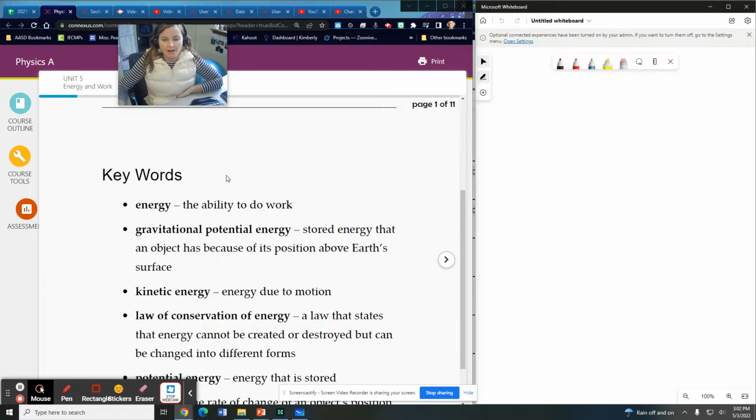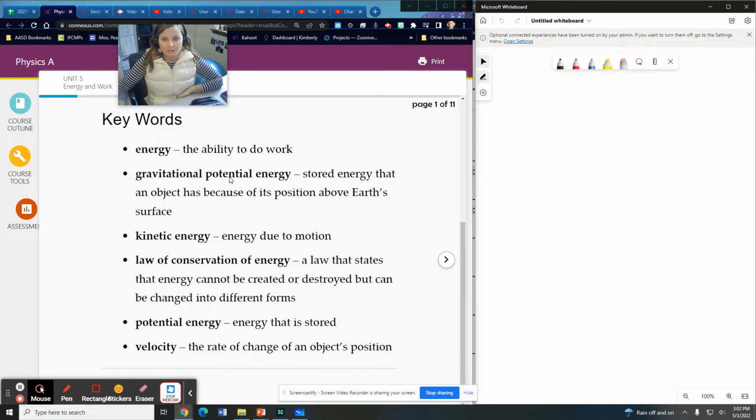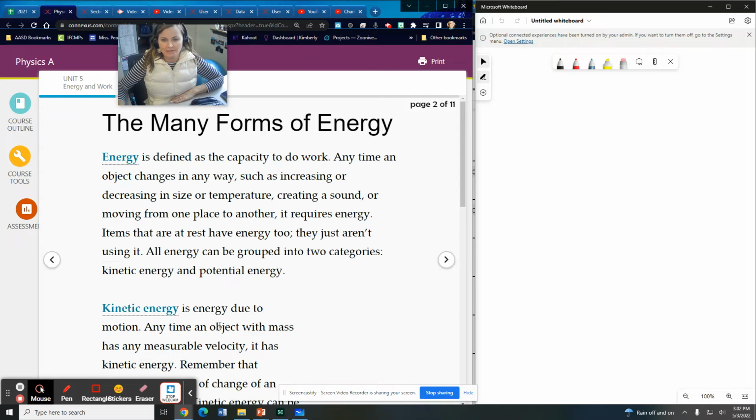So our keywords here are energy, gravitational potential energy, kinetic energy, law of conservation of energy, potential energy, and velocity. So lots of energy happening here. But that's okay. We're going to be learning all about energy in this unit.